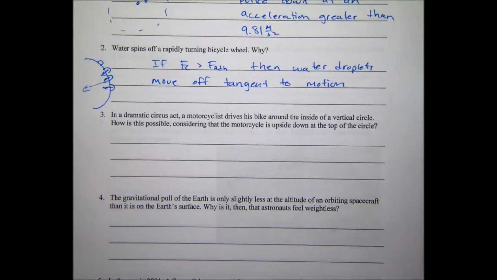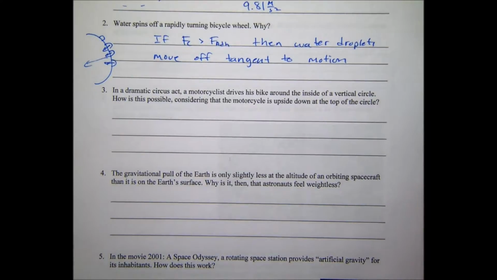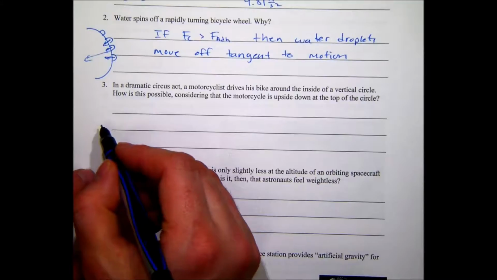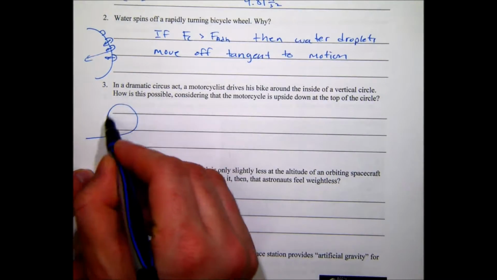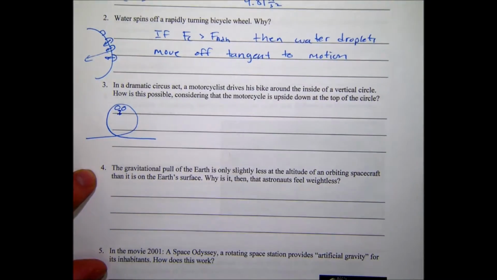In a dramatic circus act, a motorcyclist drives his bike around the inside of a vertical circle. How is this possible considering the motorcycle is upside down at the top of the circle? So again, it's probably something you've seen before, where you end up with a motorcycle upside down in a loop-de-loop. The concept is exactly the same as the water in a bucket.